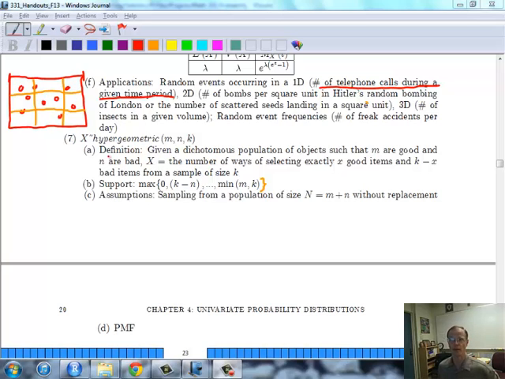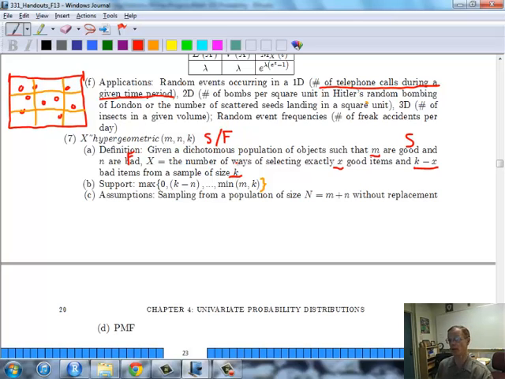So with that, here's the definition. Given a dichotomous population, that just means, again, good, bad, success, fail. Like Bernoulli trials, except they're not Bernoulli. I'll tell you why. Population of objects such that M are good and N are bad. X is the number of ways of selecting exactly X good ones and K minus X bad ones when you draw a sample of size K.